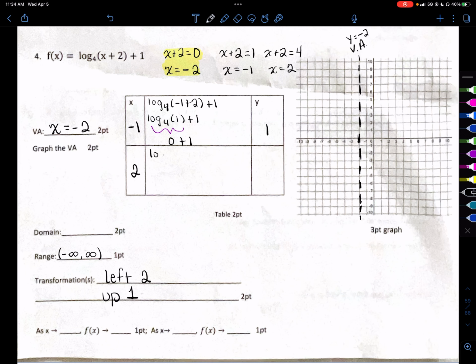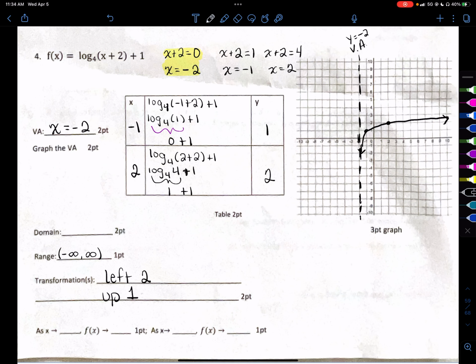All right, on this next one, we're going to plug in 2 for x. So log 4, 2 plus 2, and the k value is plus 1. So I've got log 4 of 4 plus 1. This here gets replaced with 1. So 1 plus 1 gives me 2. So I have negative 1, positive 1, and positive 2, positive 2. Know what a log graph should look like.